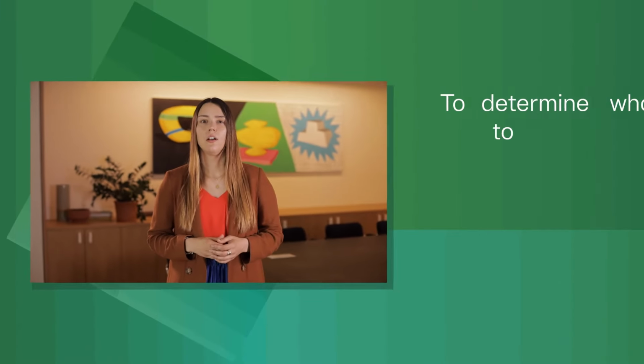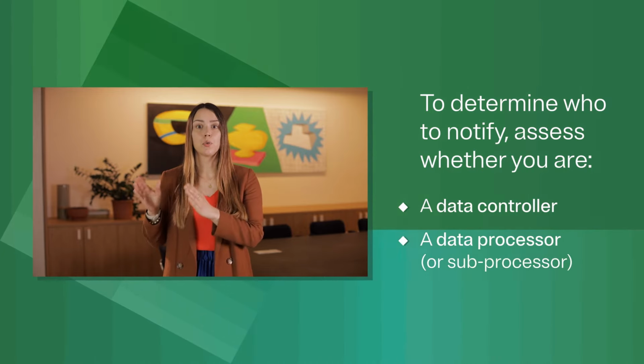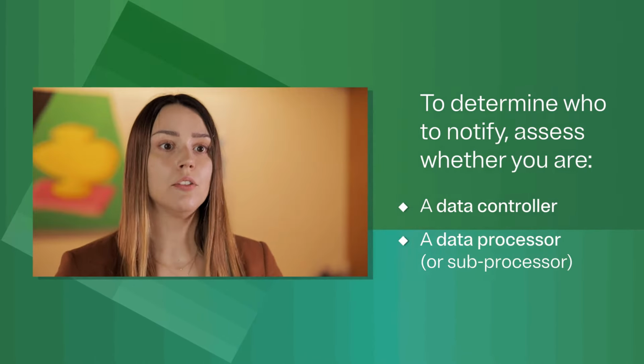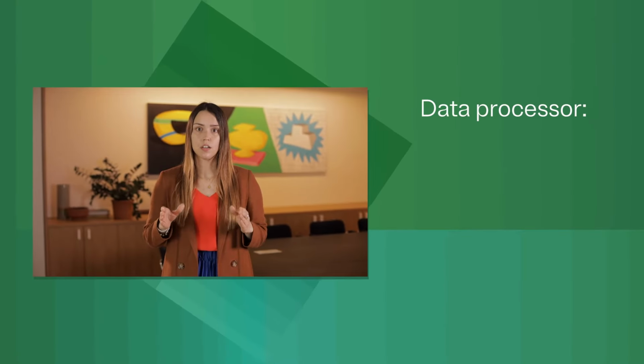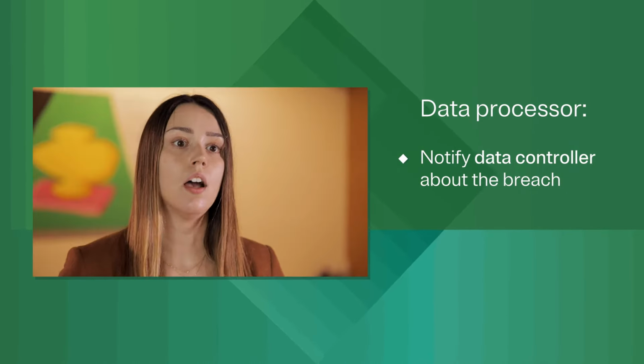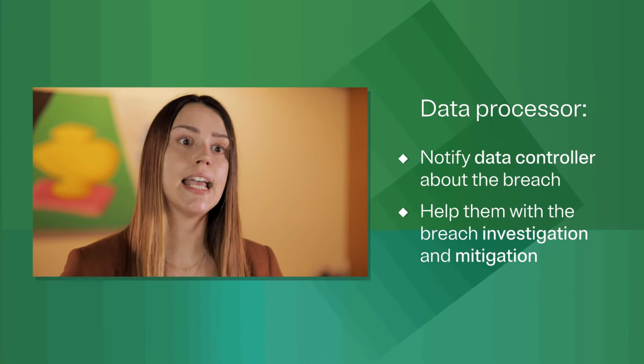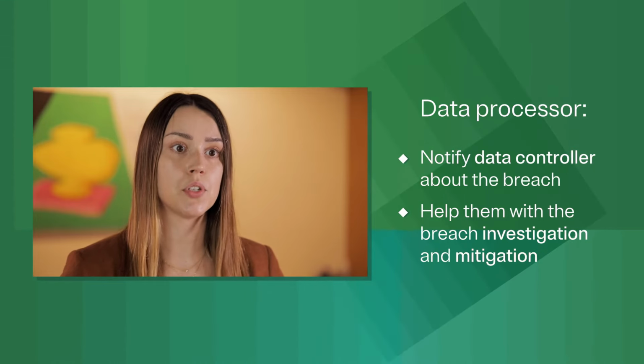To determine who to notify in the event of a data breach, you should first focus on whether you are a data controller or a data processor, or perhaps a sub-processor, in relation to the activity which is impacted by the breach. This is where your records of processing activities, ROPA, come in handy because they contain this specification. As a data processor, you need to notify the data controller. This can typically be, for example, your business customer, about the data breach and help them work through the breach investigation and support any mitigation that you can provide from your side.